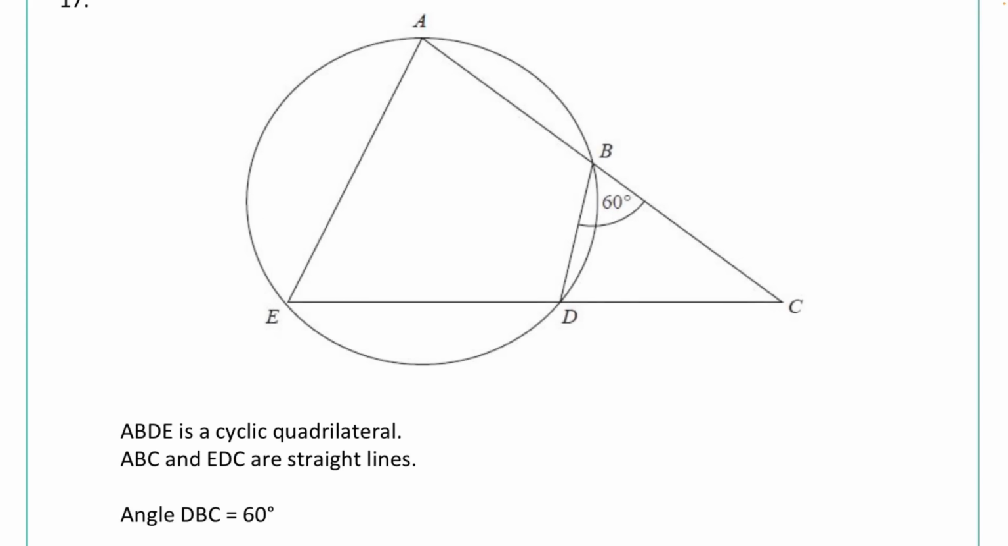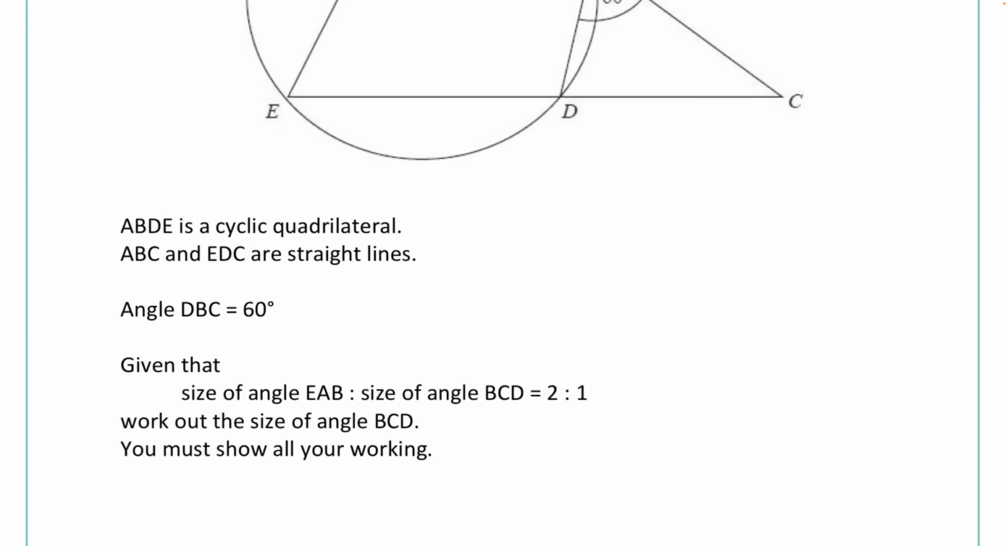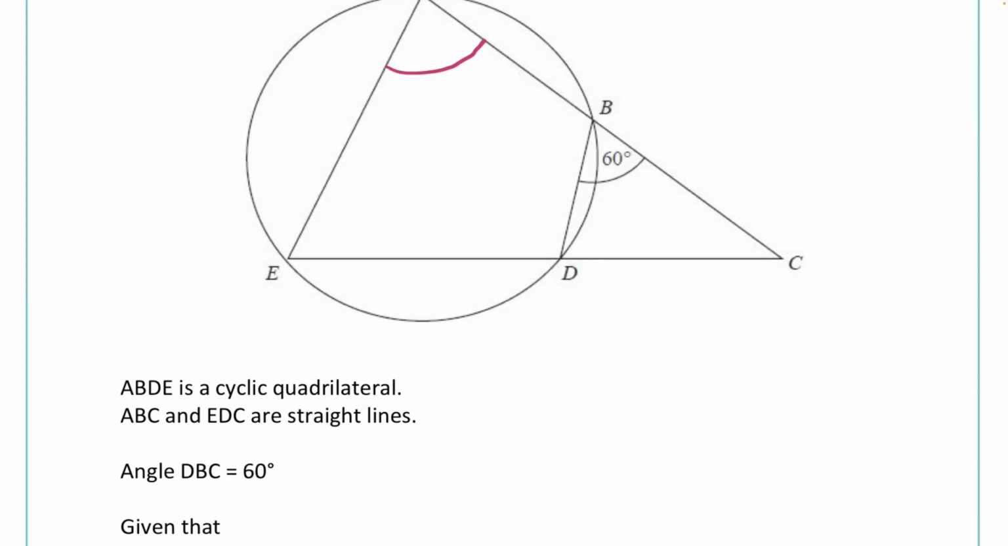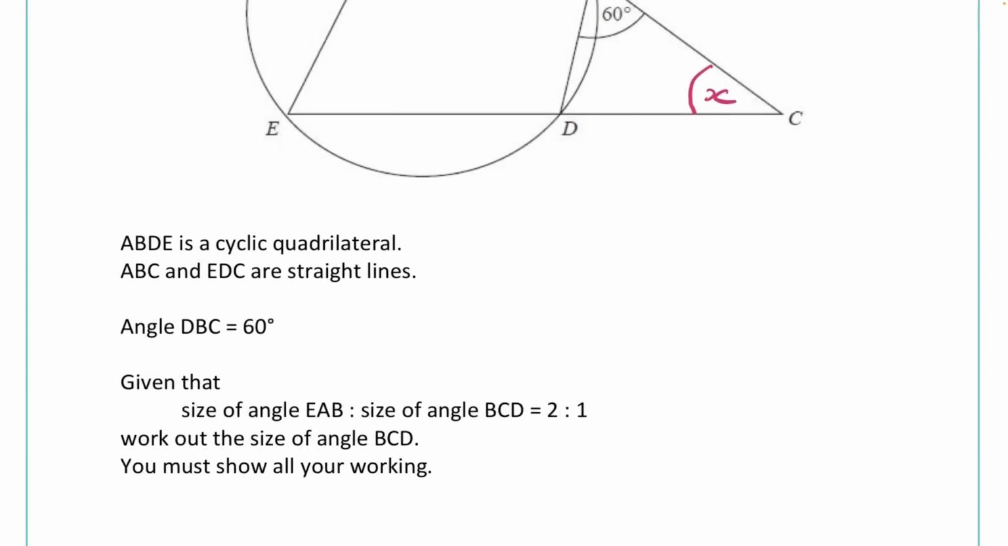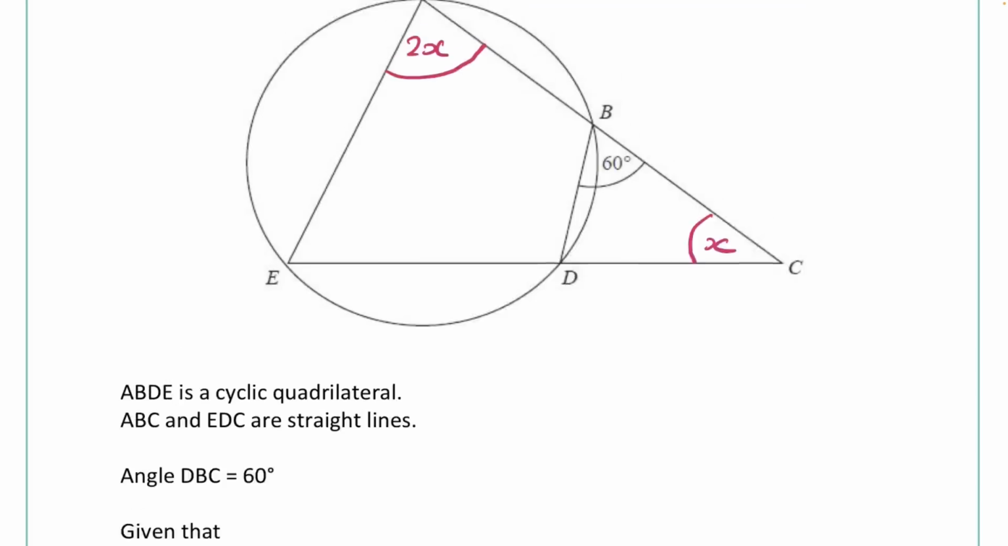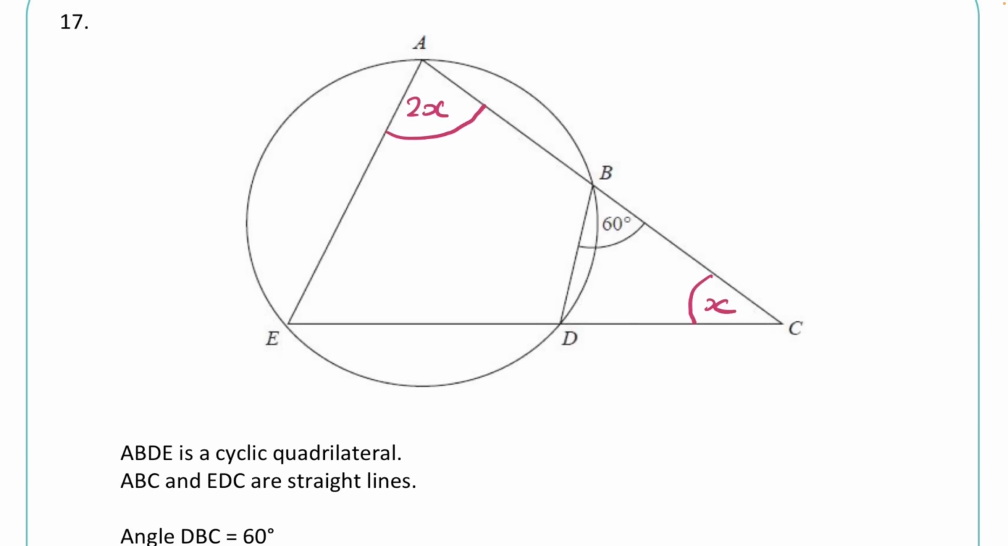Let's find those. So EAB is here, and BCD is here. And it says that they're in the ratio 2 to 1. You can either leave those as a ratio, or you can write it in terms of algebra. We can say that that's 2x and 1x. It says work out the size of angle BCD, and you must show all your working. So B to C to D is this one here. So that's the one we're looking for.